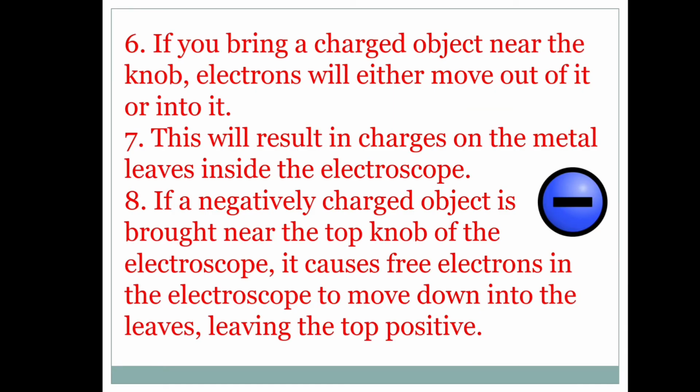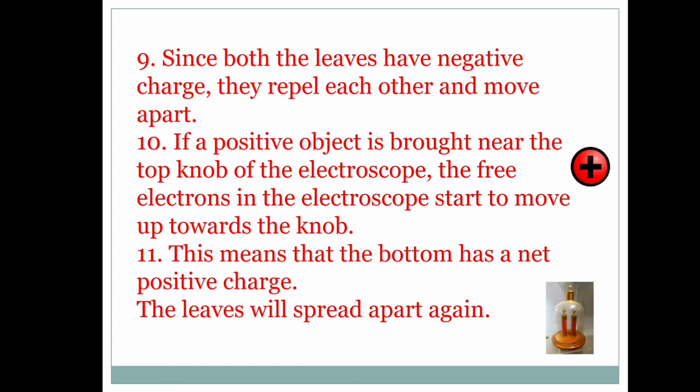Sixth point, if you bring a charged object near the knob, electrons will either move out of it or into it. Seventh point, this will result in charges on the metal leaves inside the electroscope. If a negatively charged object is brought near the top knob of the electroscope, it causes free electrons in the electroscope to move down into the leaves, leaving the top positive. Ninth point, since both the leaves have negative charge, they repel each other and move apart.